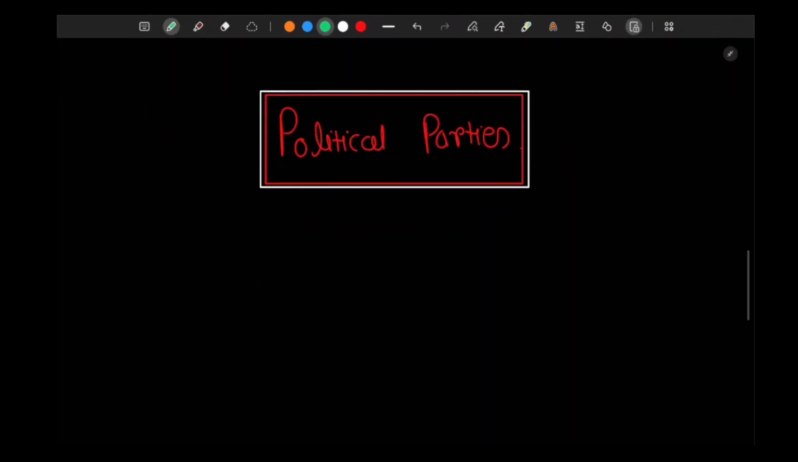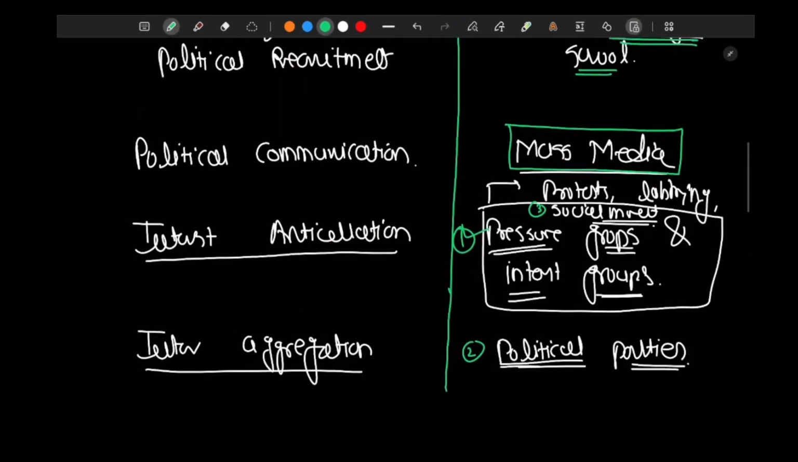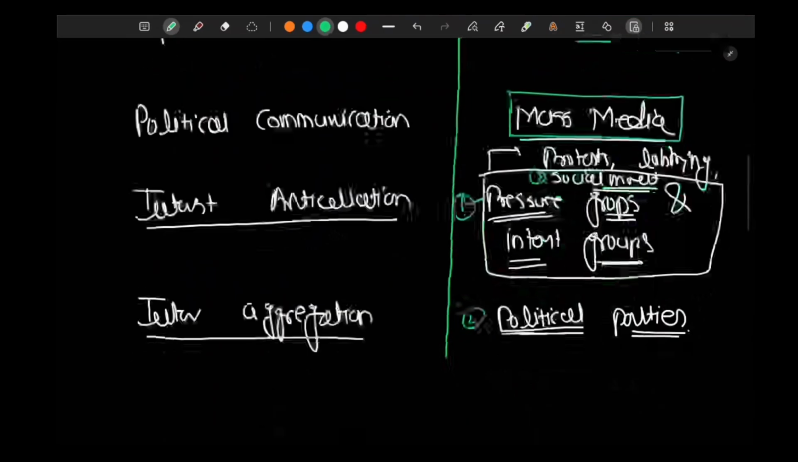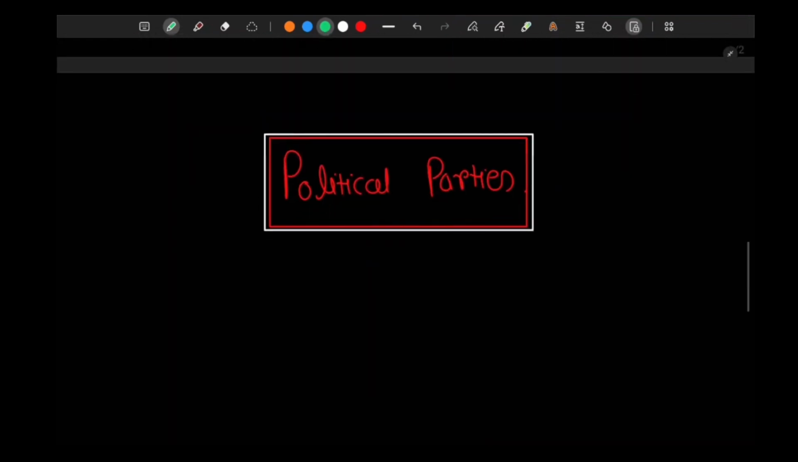So to begin with, what are the instruments of representation and participation? It is political parties, pressure groups, interest groups, family, school, mass media. These are tools of representation and participation. Our focus should be and will be on political parties, pressure groups, and social movements.